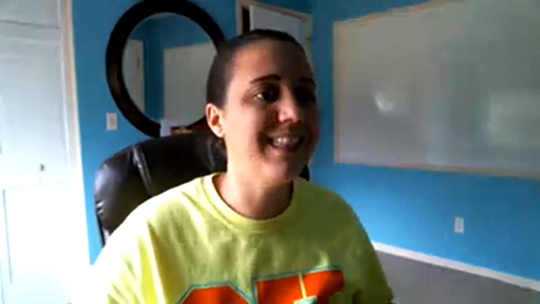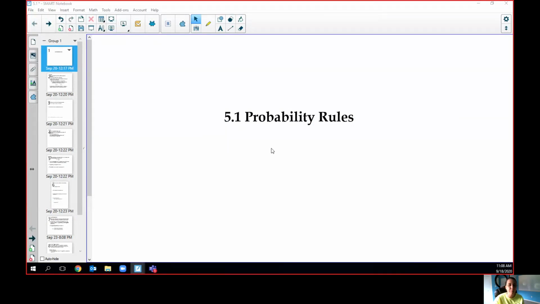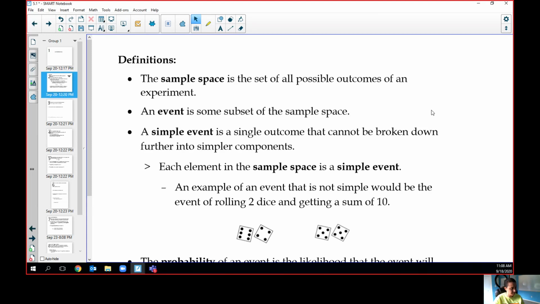Hello, students. In this lesson, we will be starting Unit 2, talking about probabilities. And this unit is going to start in Chapter 5. So let me pull up my screen. There we go. So today we will be talking about Chapter 5.1, our probability rules. So we're going to get us going in probabilities.